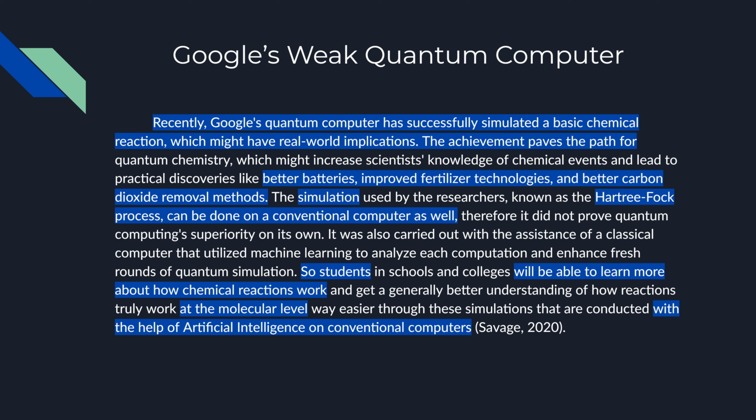So over here, I want to talk about Google's weak quantum computer. Google recently successfully simulated a basic chemical reaction, and the computer they used was just conventional. The quantum computer used was just as powerful as a conventional computer. This new information can make it way easier to perform reactions using school computers, so students will be able to learn more about how chemical reactions work at the molecular level with the help of artificial intelligence on just conventional school computers.